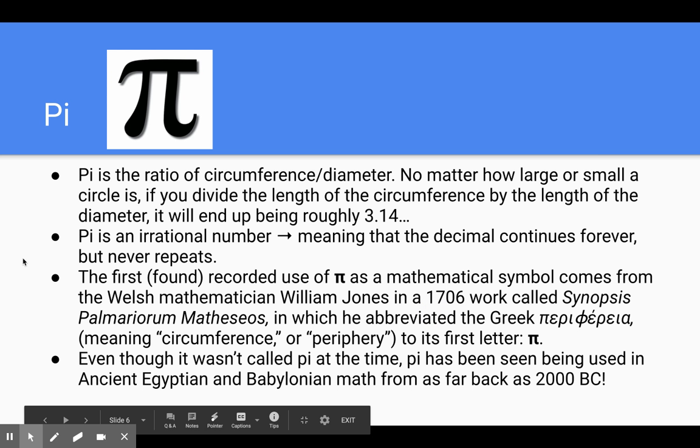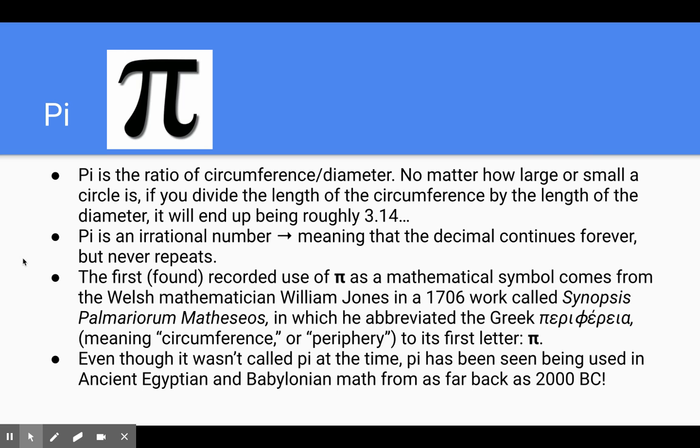So pi, this is a bunch of just fun facts about pi. You don't have to write all of these things down, but I think it's very interesting. Pi is the ratio of circumference over diameter, no matter how large or small a circle is. If you divide the length of the circumference by the length of a diameter, it will end up being roughly 3.14 and so on. Pi is an irrational number. It means that the decimal continues forever and never, ever repeats.